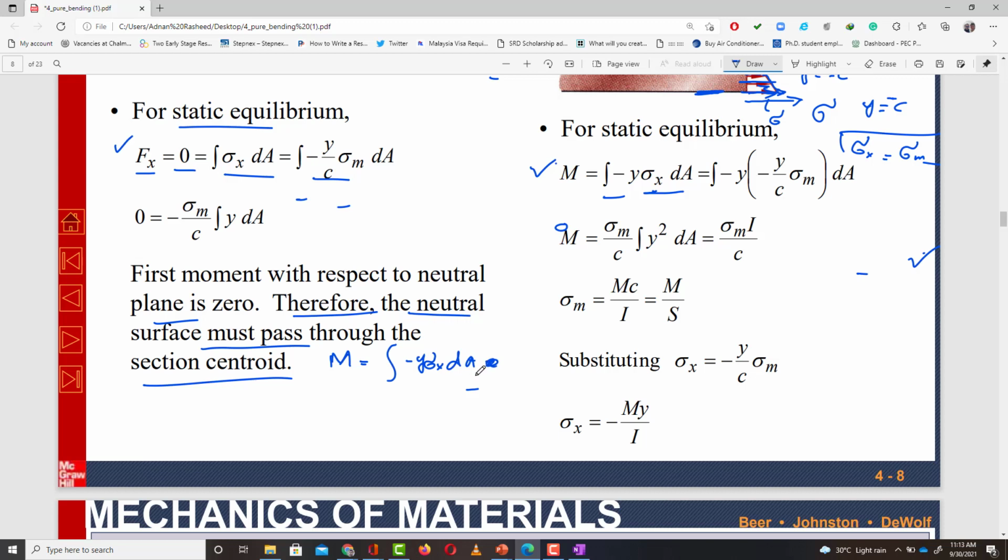So again, in this integral, sigma x is equal to minus y over c into sigma m, multiplied by dA. Sigma m over c is a constant value, so it will be outside: sigma m over c times the integral of minus y, that will be plus y square into dA, and that is equal to M. Now this term, the integral of y square into dA, is the second moment of inertia about the neutral axis. Clear?